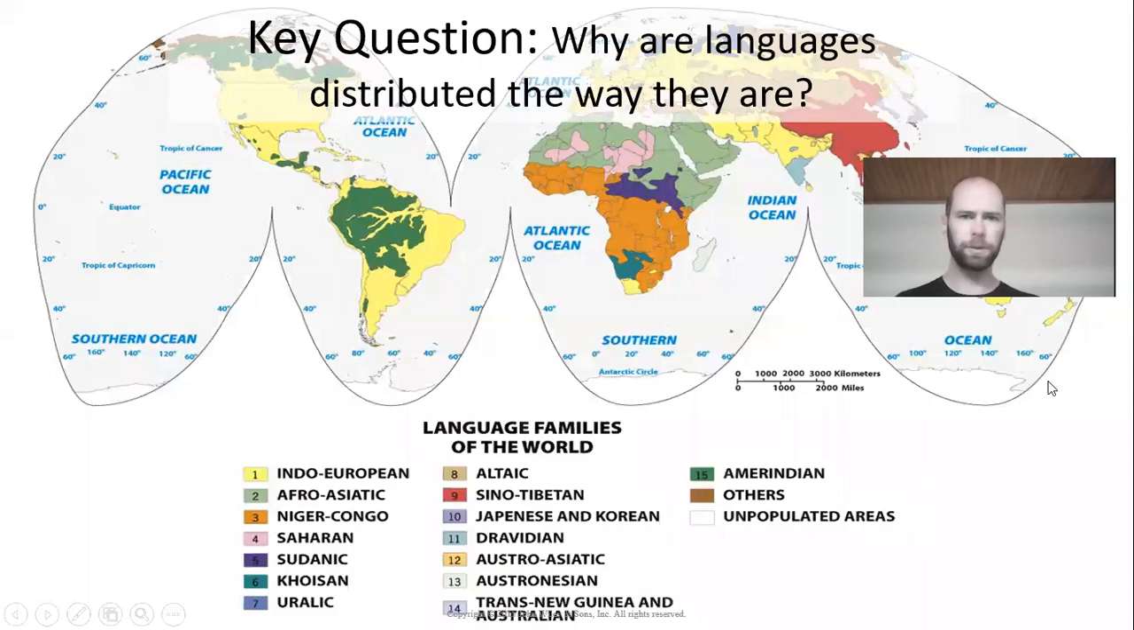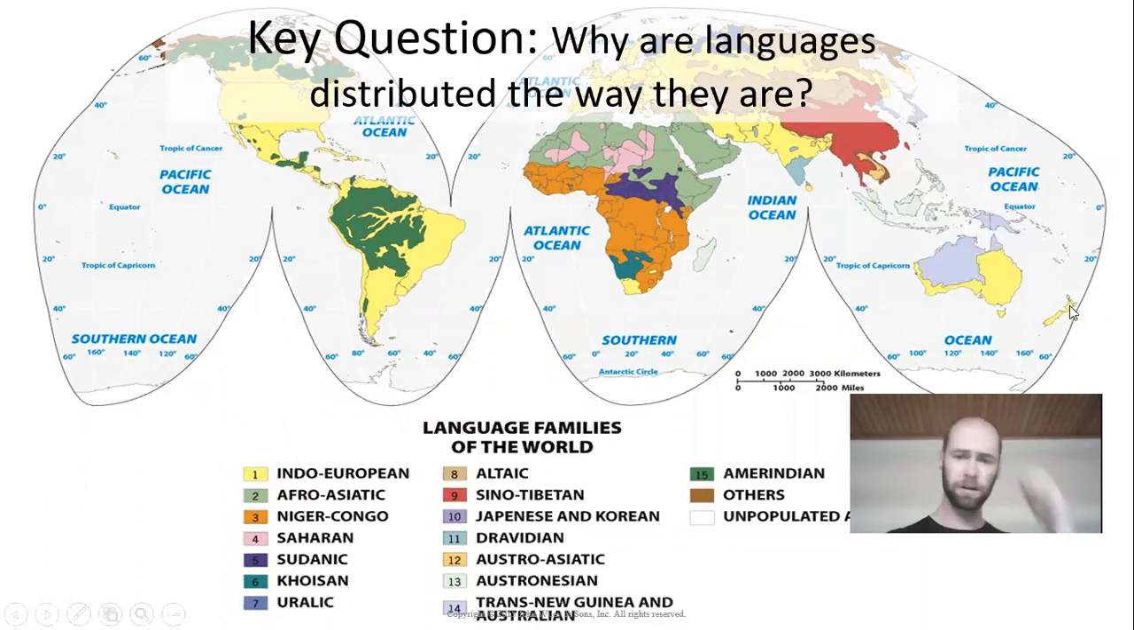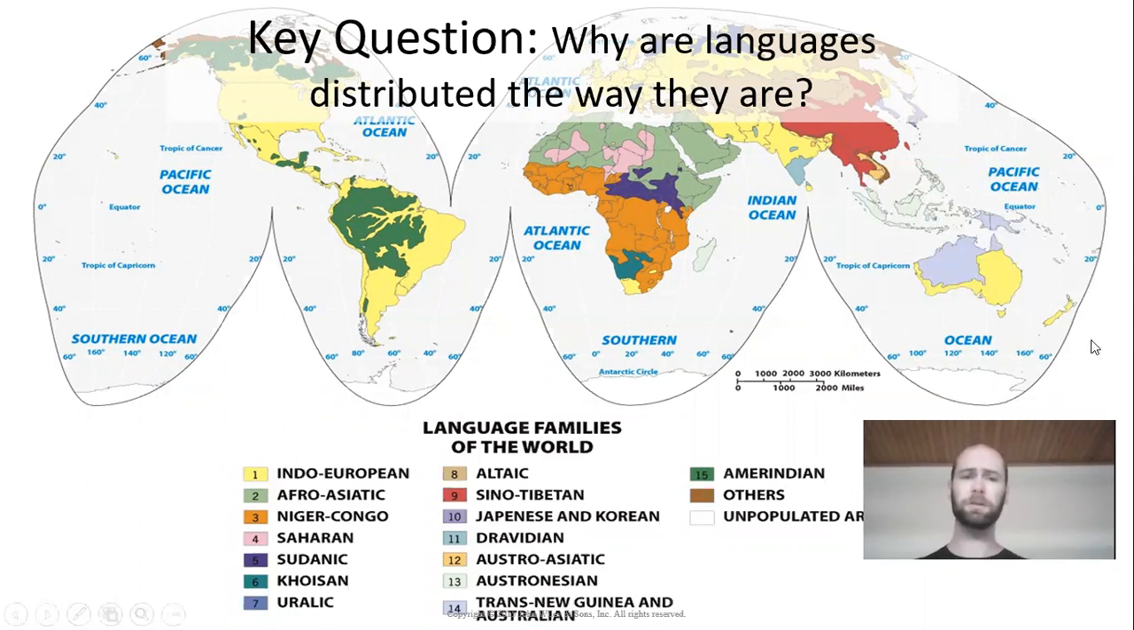So why are languages distributed the way they are, and how do languages form? This is a map of the language families of the world. Language can be split up into around 15 families. But this is somewhat controversial.